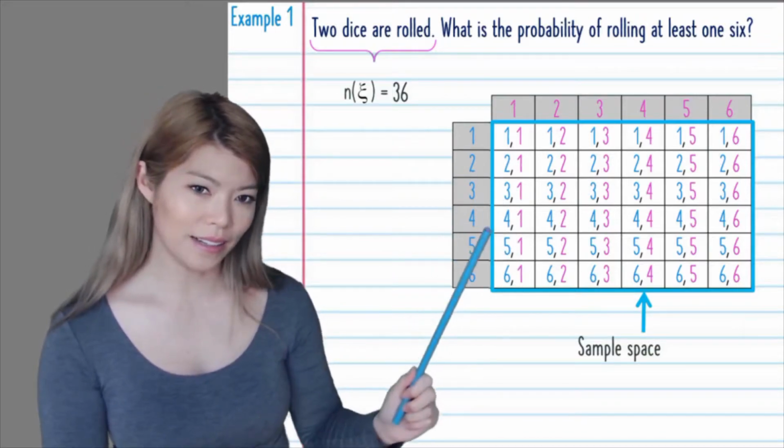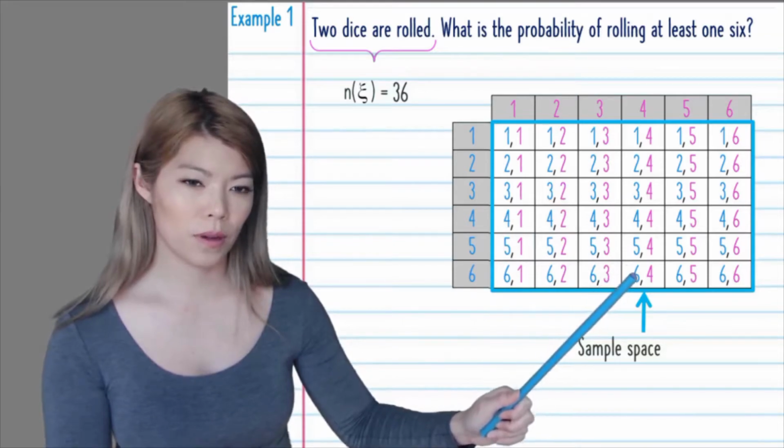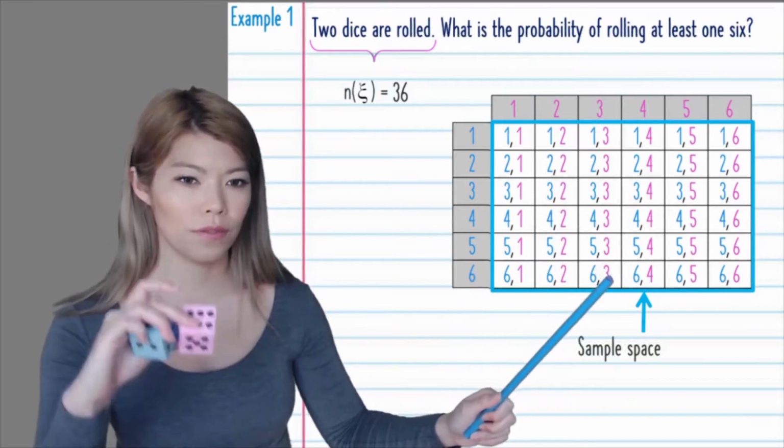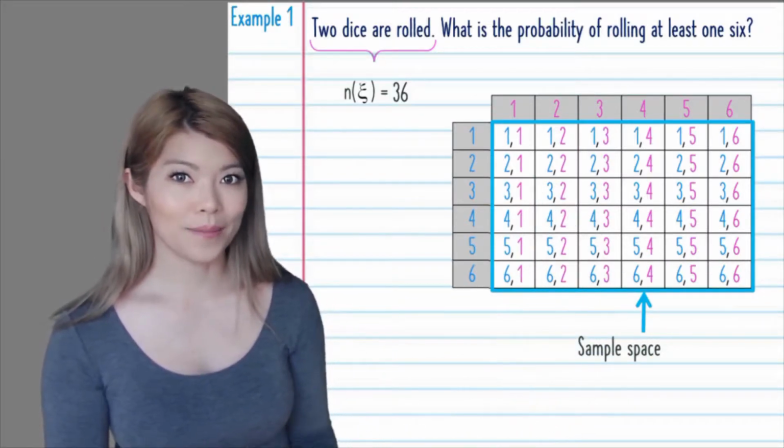And it's quite neat. Notice that I've done them in 2 different colors so you can see that, for example, this box here means rolling a 6 with the first die and a 4 with the second die. You don't have to use colors though.